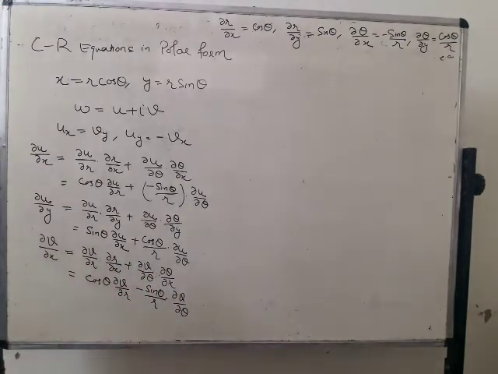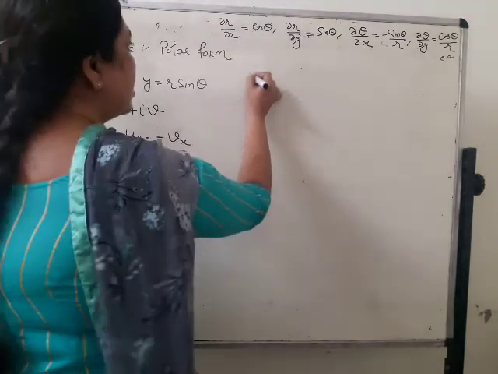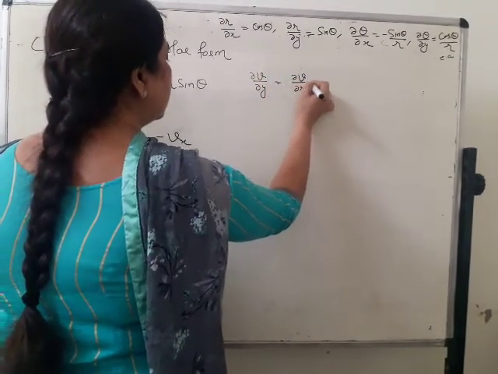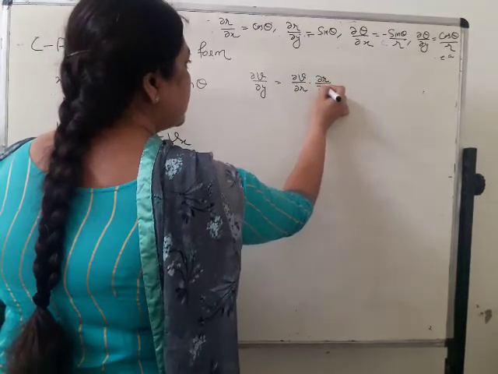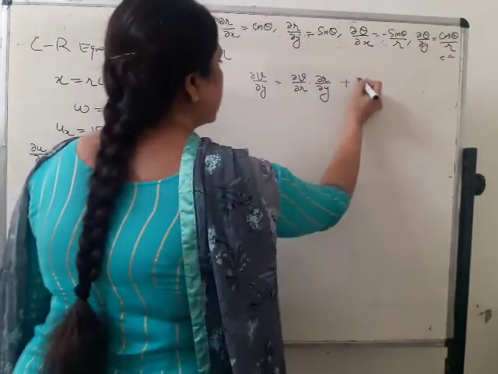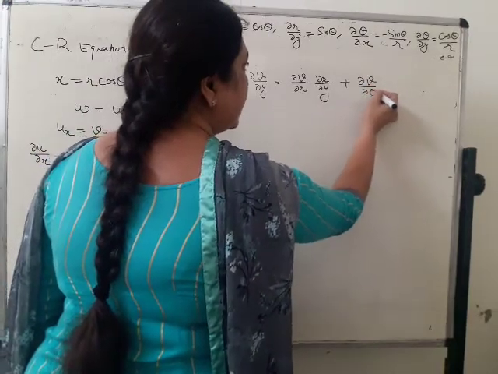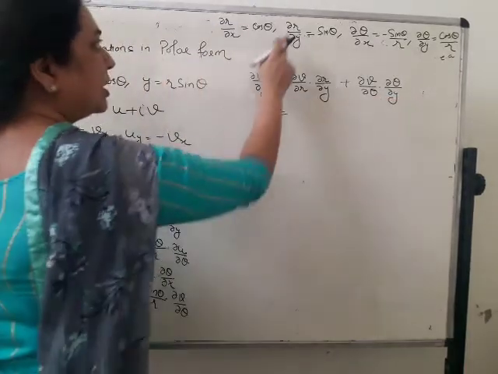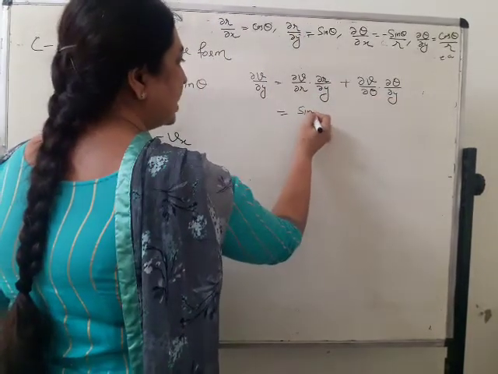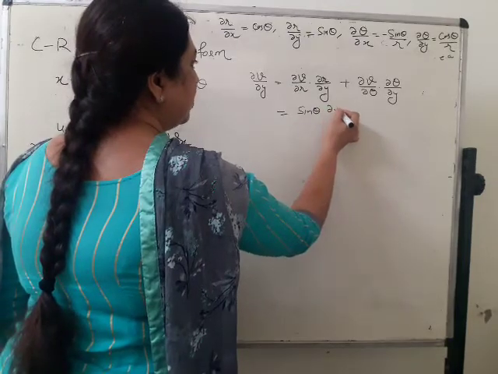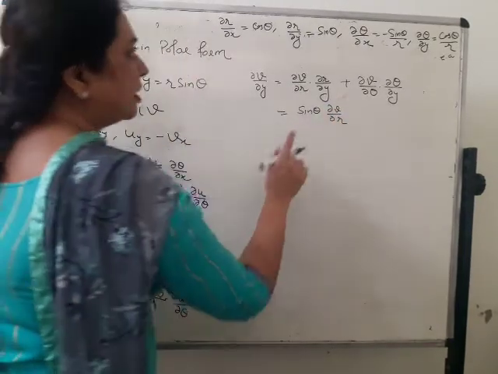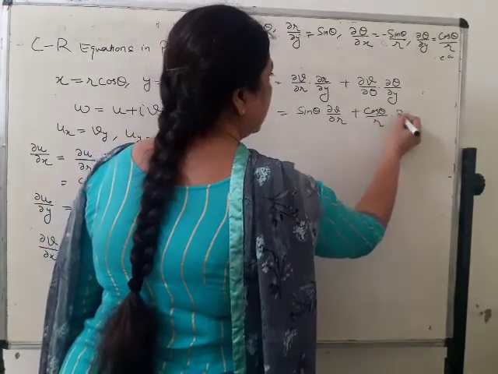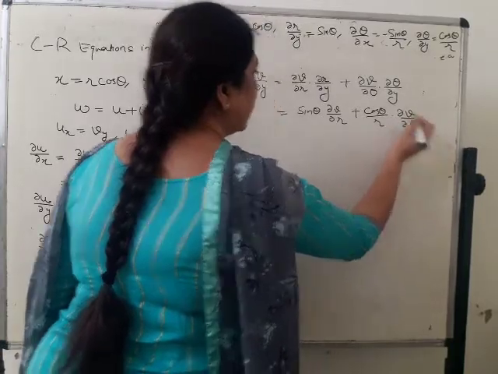Then finally the derivative of v with respect to y. This is derivative of v with respect to r, derivative of r with respect to y, plus derivative of v with respect to theta, derivative of theta with respect to y. From here curly r by curly y is sin theta, curly v by curly r, and derivative of theta with respect to y is cos theta divided by r, curly v by curly theta.